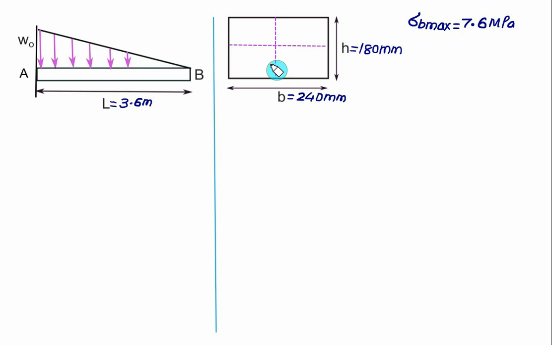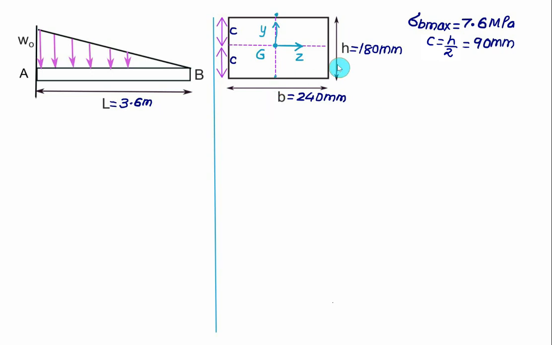Axes of symmetry are horizontal and vertical, and the intersection of the two axes of symmetry is the same as our centroid G. Horizontal axis here is the Z axis and the vertical axis is the Y axis. The distance of the top fiber and bottom fiber is the same, equal to C. So both the fibers, top fiber or bottom fiber, are equidistant. So the value of C you have to take as h by 2. H by 2 is the same as 180 divided by 2, that is equal to 90 mm.